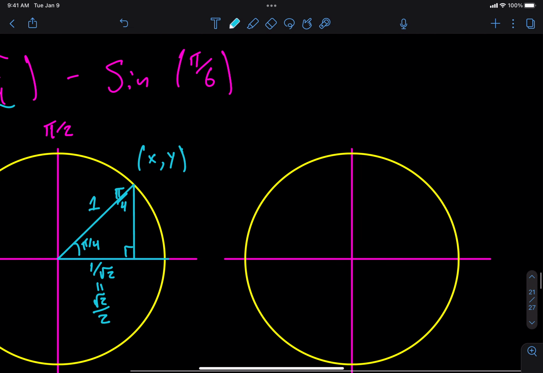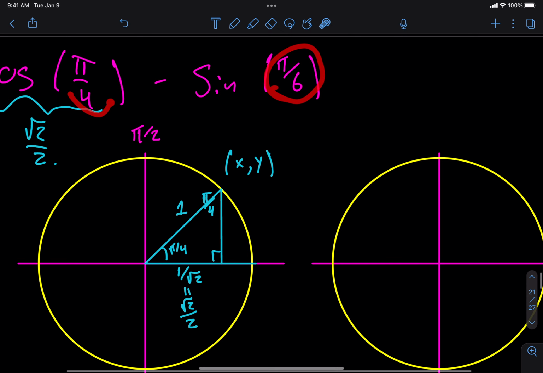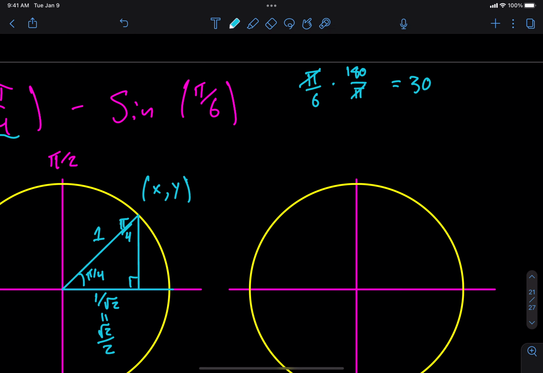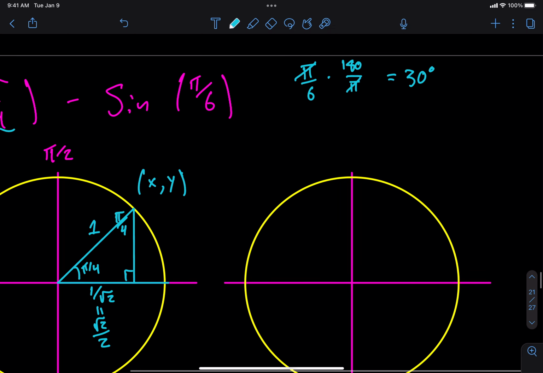So I'm going to draw it inside. Well, pi over 6 is less than pi over 4, which is 45 degrees. How many degrees do you think pi over 6 is? It's 30 degrees. How can I figure out what that angle would be in degrees? Multiply by 180 over pi. If I do that, I cancel the pi's. 180 can be divided by 6. We get 30 degrees. Okay, so that's how you can convert.